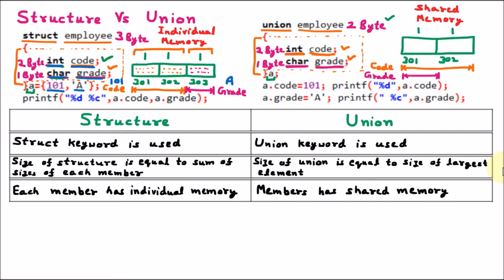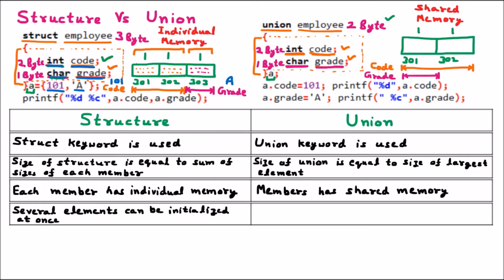So inside the structure, we can initialize several elements at a time. At the same time, we can provide values to all the members. It is possible because we have individual memory. Every element has its own memory, so we can initialize together. But if we talk about the union, here we have to initialize one by one. The reason is that we are using shared memory.